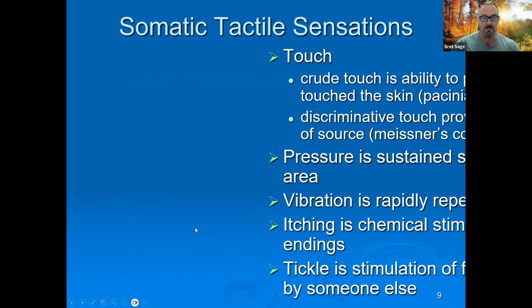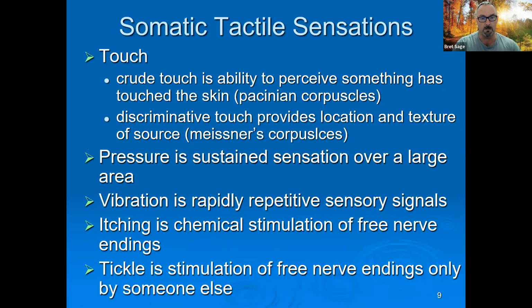Somatic tactile sensations, touch. Crude touch is the ability to perceive something that has touched the skin. One of the reinforced sensory cells is called the Pacinian corpuscles, and that senses more than light touch: deep pressure and vibrations. Discriminative or light touch provides location and texture of sources.